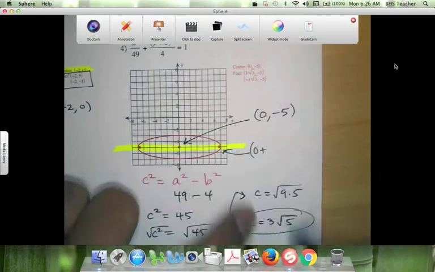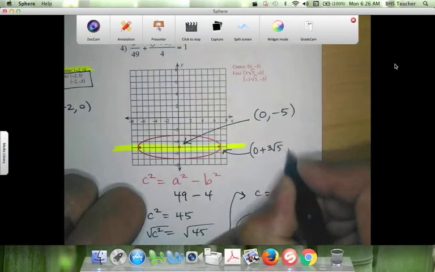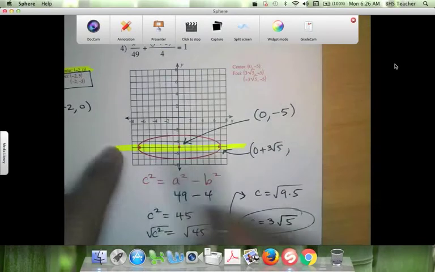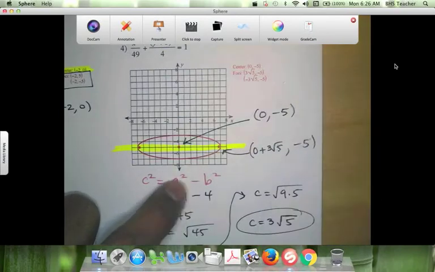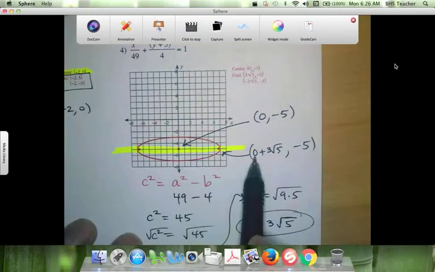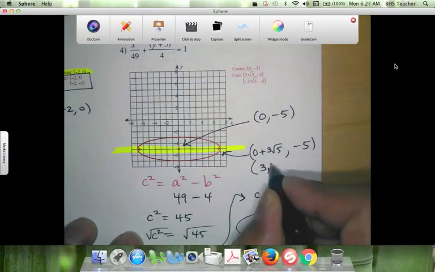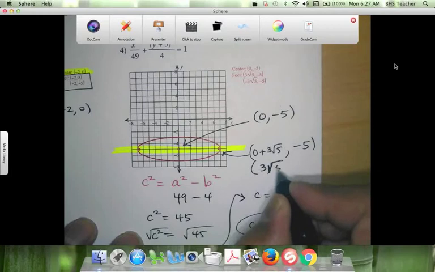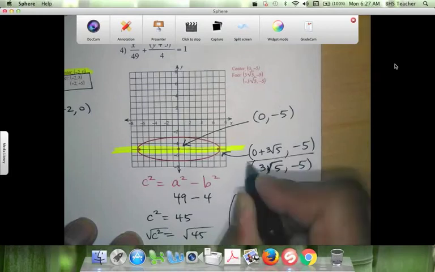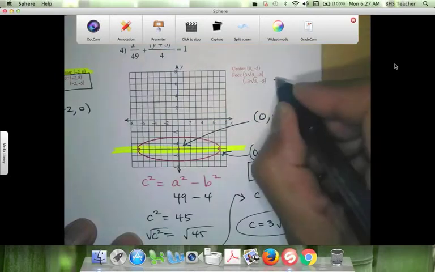go this much off. And it's not a perfect value. I have to do 0 plus 3 root 5, comma, and then the y coordinate didn't change. But since it was 0, we don't need to put that. So this focal point is 3 root 5, comma, negative 5. That's this one here.